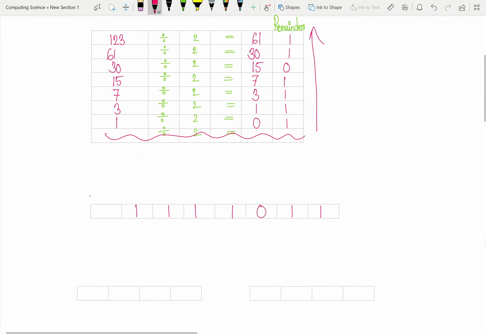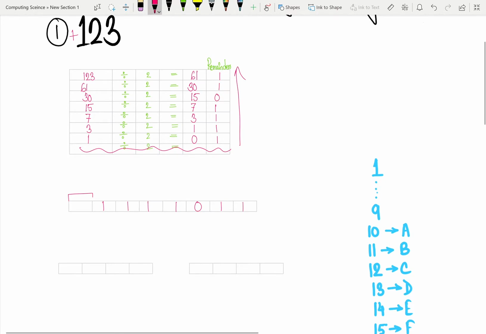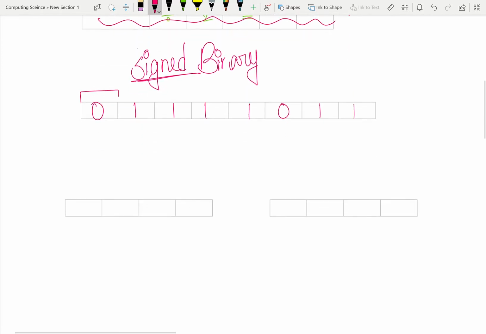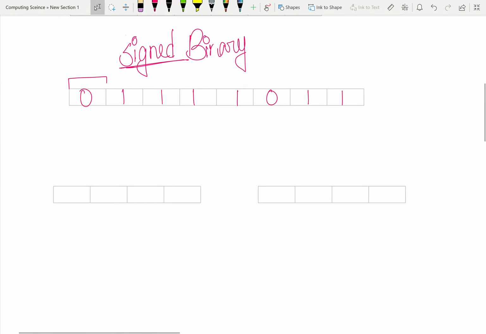So as you can see, guys, there is a space left. So what should this be? As it's a positive number, we are going to put a 0. Whenever we are dealing with signed binary, for positive it should be 0, and for negative it should be 1.